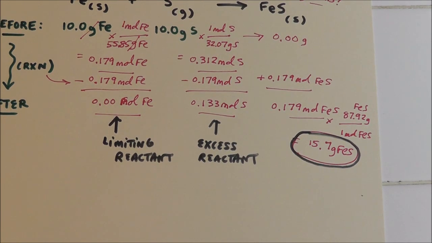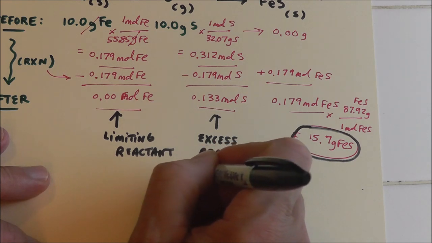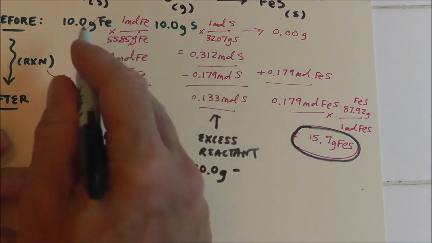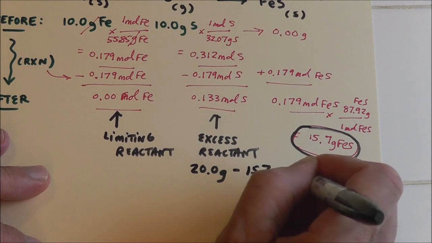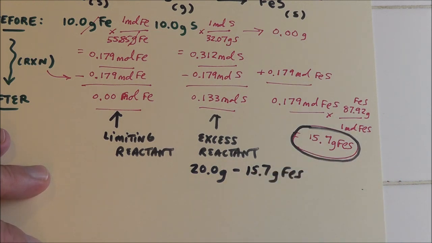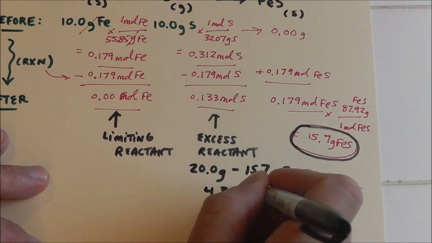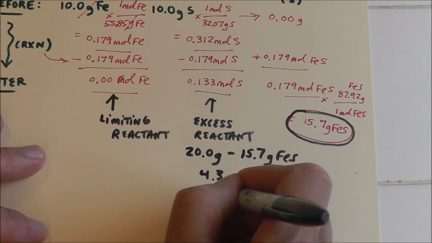Well, that's because the excess reactant is just sitting there like leftover hot dog buns with nothing to pair with. And it's just going to sit there until more iron comes along. And so you could figure that out real quick. 20.0 grams of stuff is what we started with on the reactant side, minus the 15.7 grams of product is going to say that we will have 14.3 grams of sulfur left over, or if you want to sound fancier, in excess.